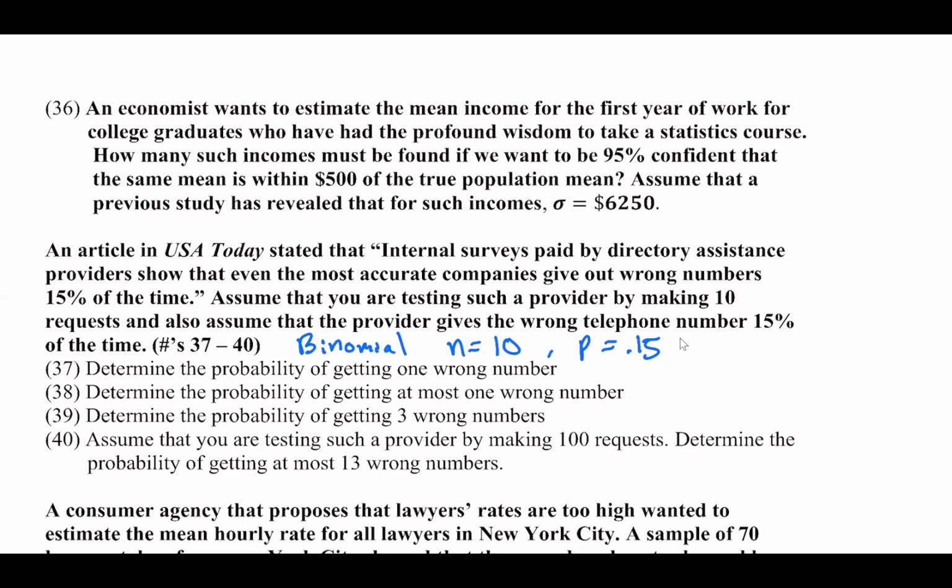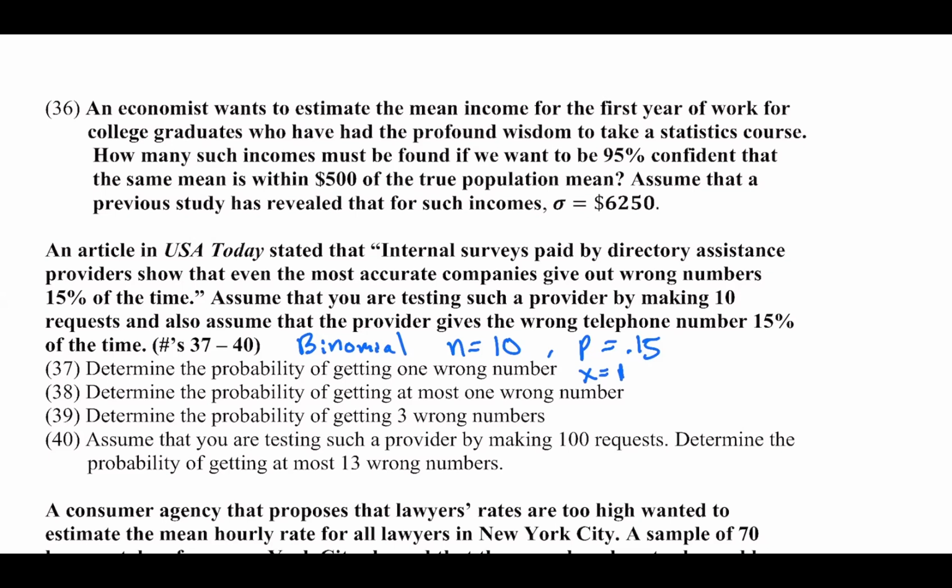So 37 says determine the probability of getting one wrong number. So of the 10 attempts, what's the probability that one of them gives us a wrong number? That means X is equal to 1. Since they're asking for just one singular X value, we only want to find the probability when X is equal to 1. This is going to be binomialpdf.